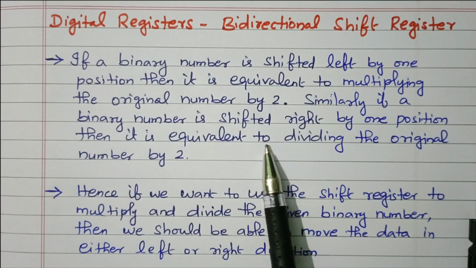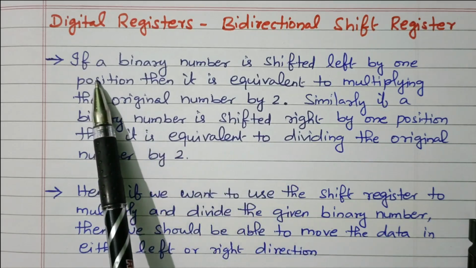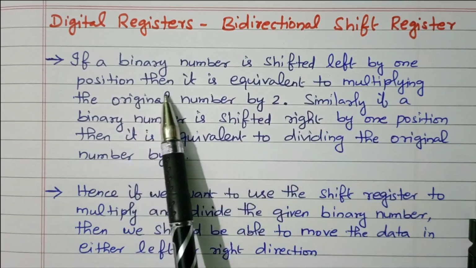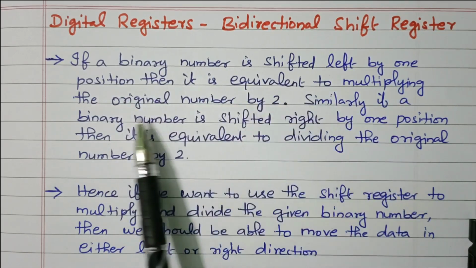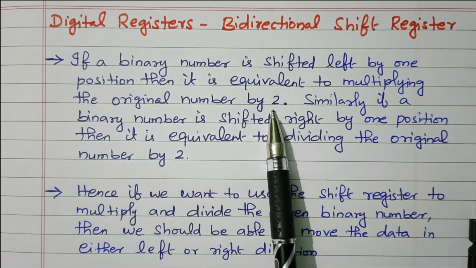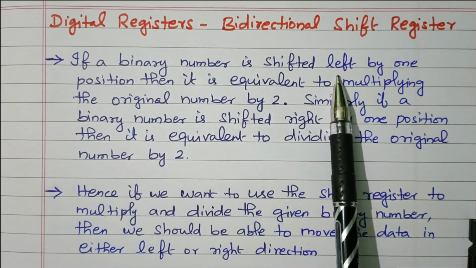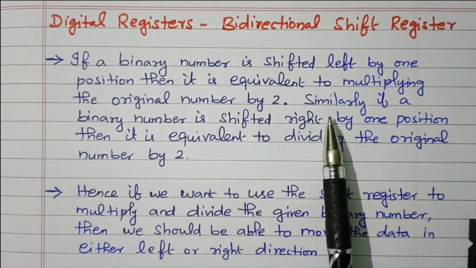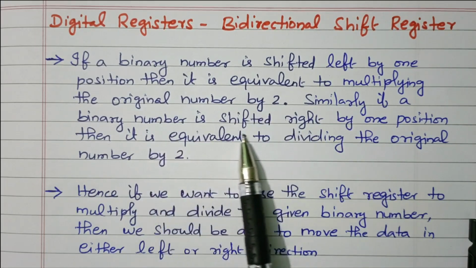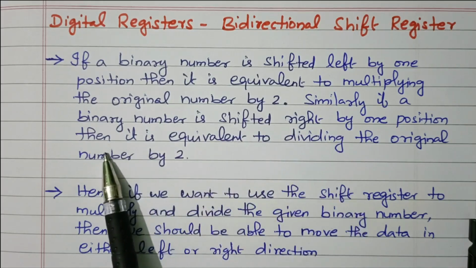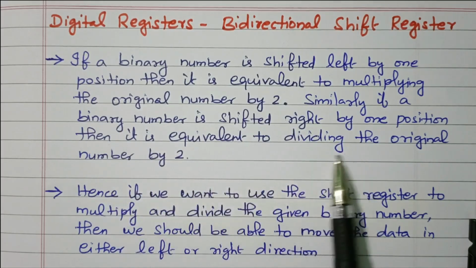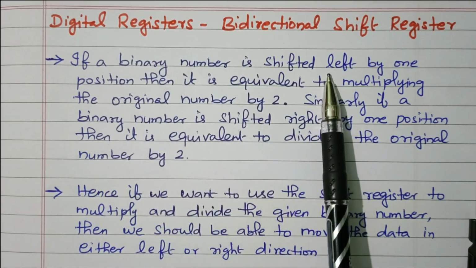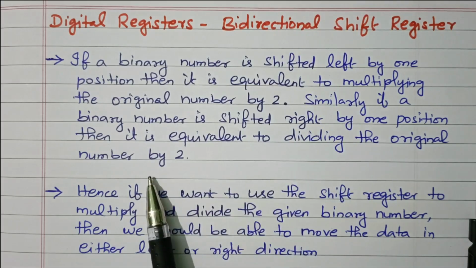Now we'll go to the topic, bidirectional shift register. We'll see what is meant by bidirectional shift register. If a binary number is shifted left by one position, then it is equivalent to multiplying the original number by 2. Similarly, if a binary number is shifted right by one position, then it is equivalent to dividing the original number by 2. So left side means multiplied by 2, right side means divided by 2.